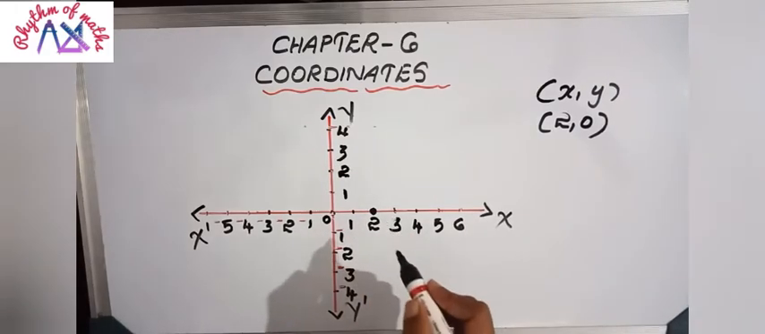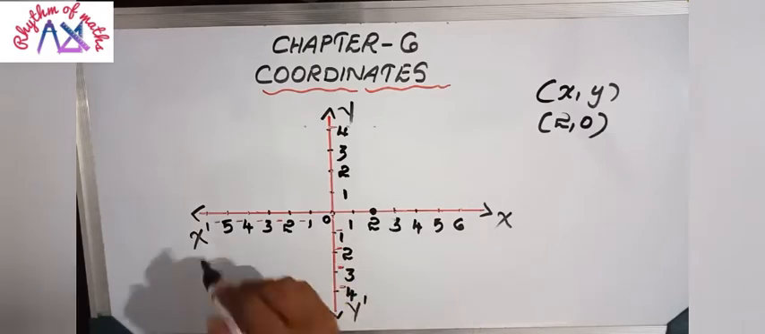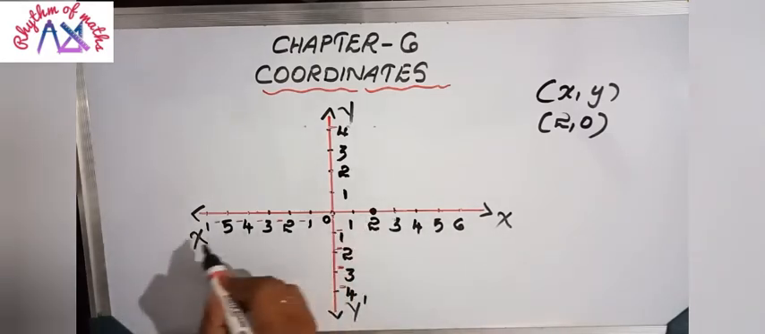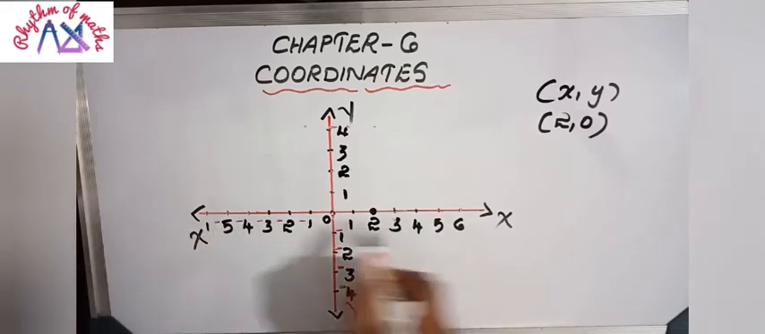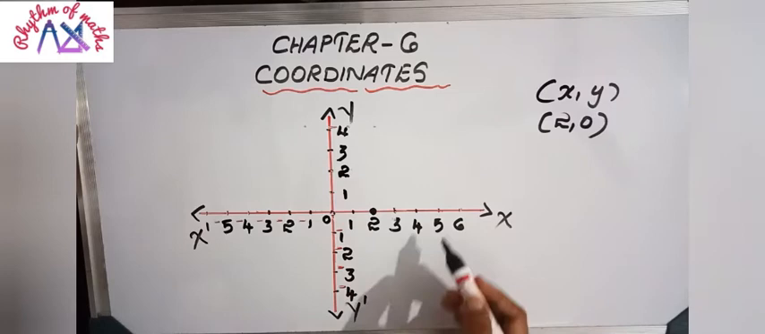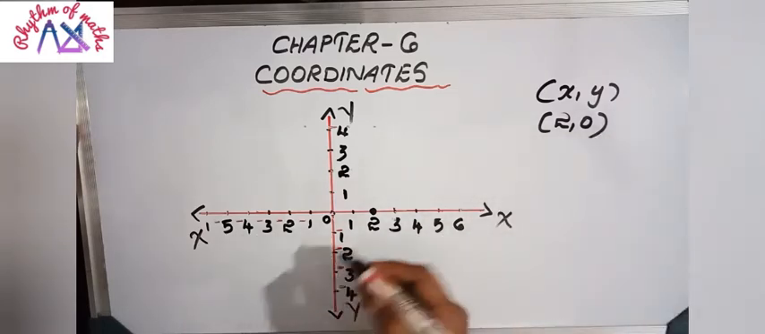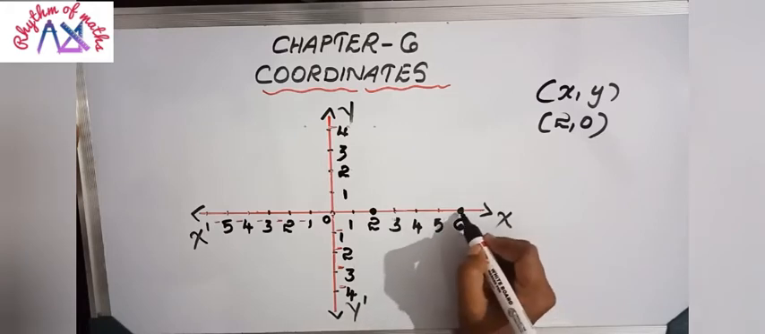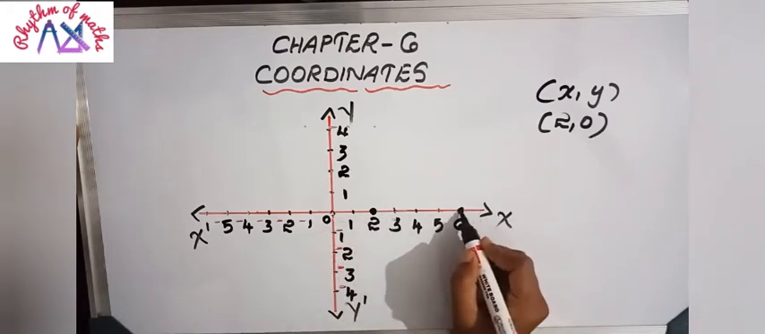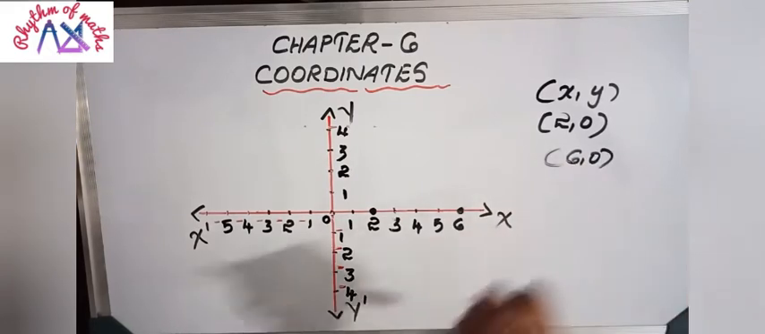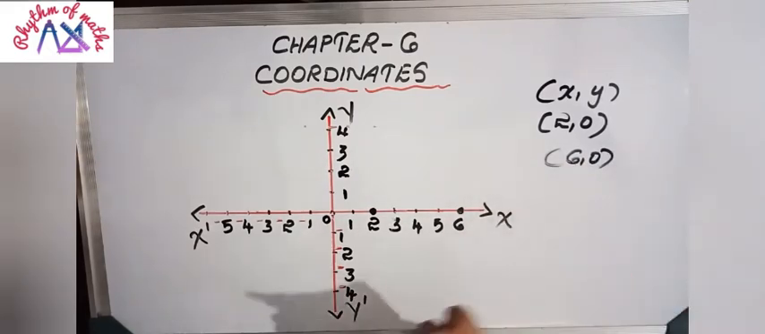That means the coordinates of a point on the horizontal line all have y-coordinate 0. All the points on it have y-coordinate 0. For example, if the point is 6 here, how will we write the coordinate? 6 is the x coordinate, so the point will be (6, 0). The y coordinate is 0.